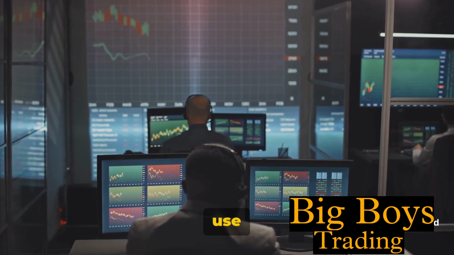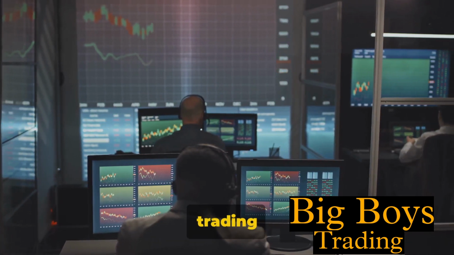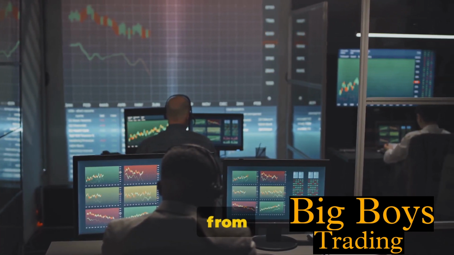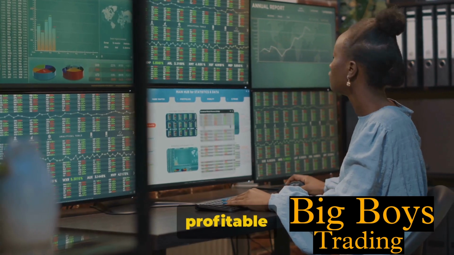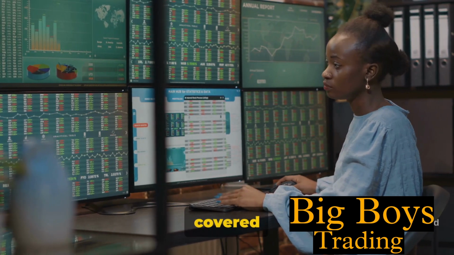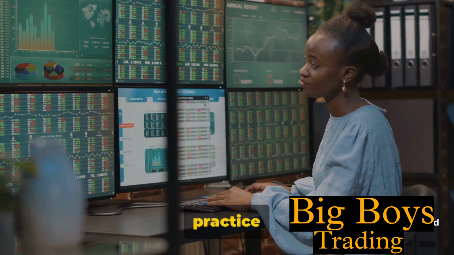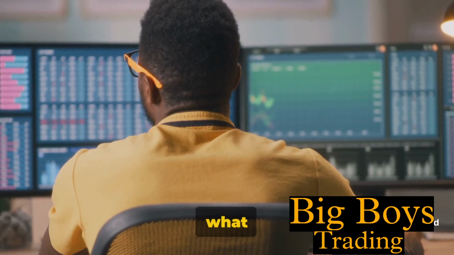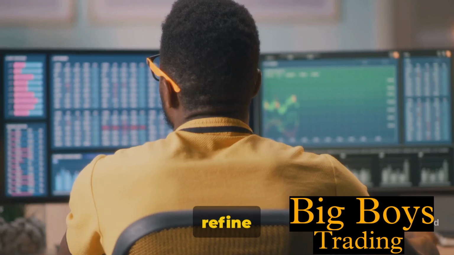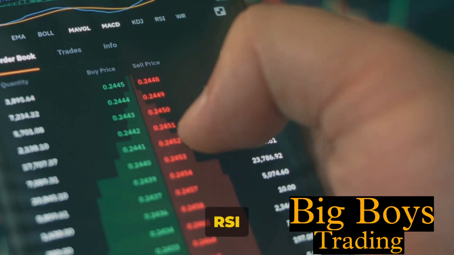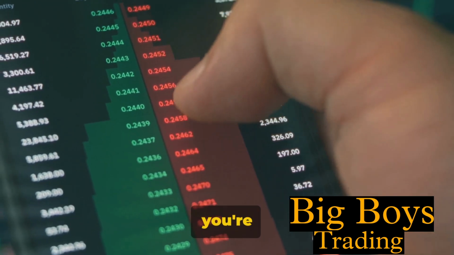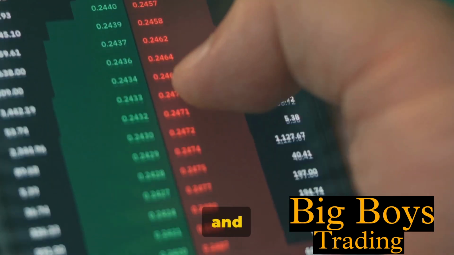We explored how to use this understanding to make informed trading decisions, turning the RSI from a simple line on a graph to a profitable trading strategy. We've covered a lot of ground today, but remember, practice makes perfect. So apply what you've learned, test it out, and refine your strategy. With the RSI as part of your trading toolkit, you're now better equipped to navigate the ebbs and flows of the Indian stock market.